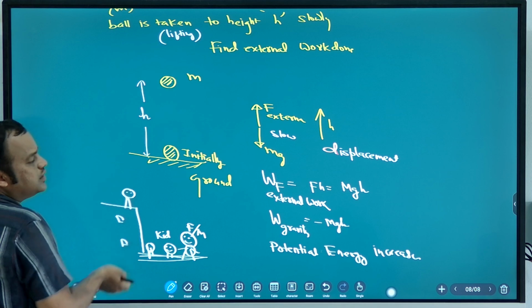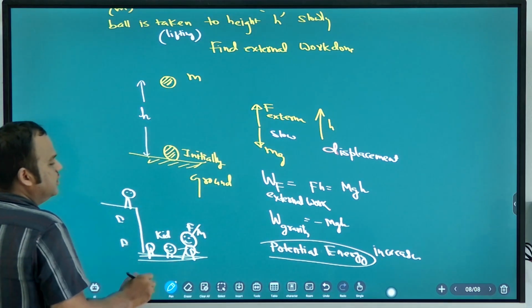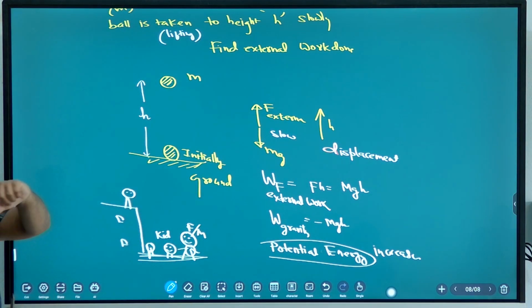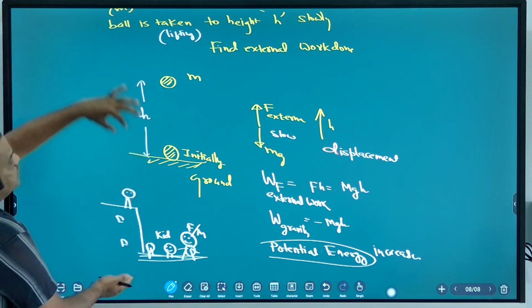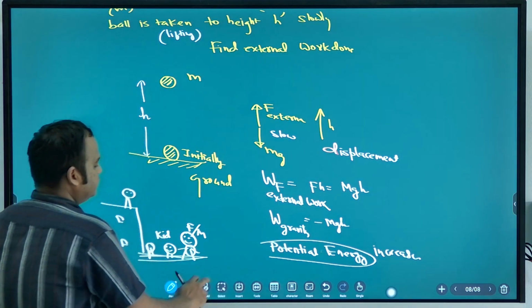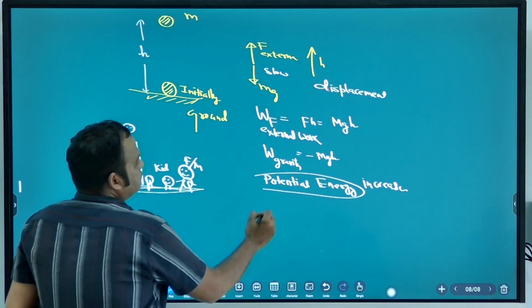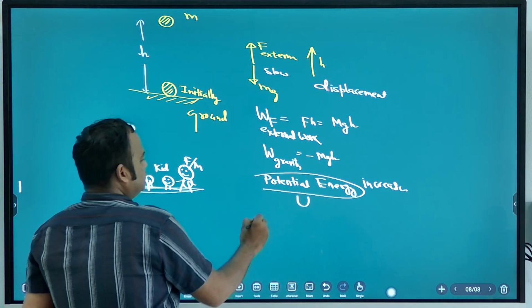So what is that energy? Potential energy, gravitational potential energy. When a mass object is away from the earth, potential energy is more. Note down. So to calculate the potential energy, note down the formula. The symbol is U.